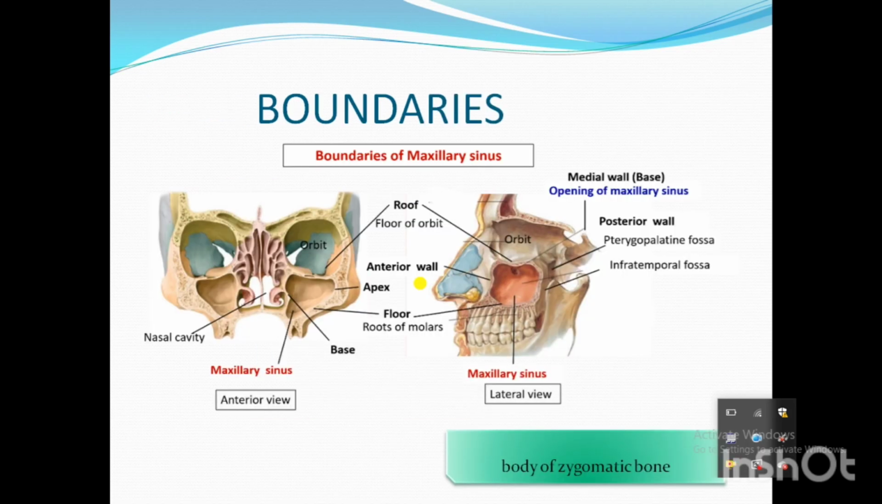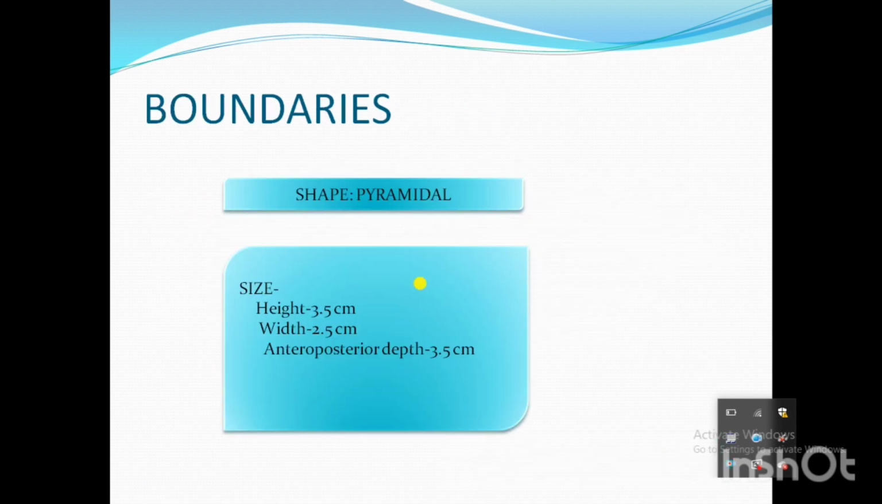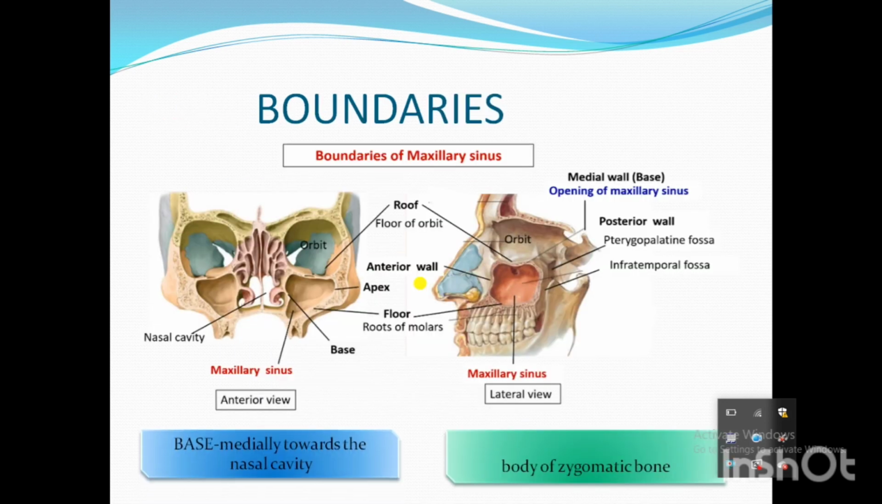Let us see the boundaries of the maxillary sinus. It has 4 surfaces, that is 4 walls: anterior wall, posterior wall, inferior surface and the superior surface. The base is medially towards the nasal cavity, the medial wall. The apex is laterally towards the body of the zygomatic bone.